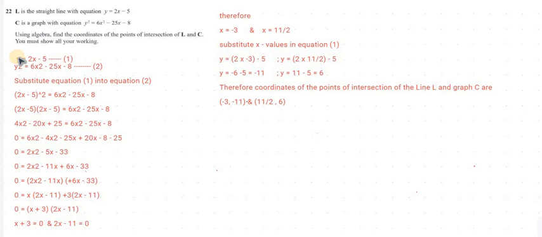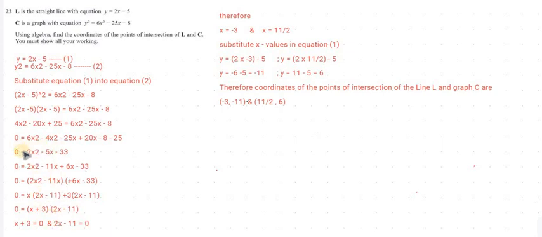So anywhere I see y, I put 2x minus 5. So for y squared, I put (2x minus 5) squared. So I multiply that and open that bracket. So that's expanded. I collect like terms and have a 0 on the left. Once you do that, that creates a quadratic equation. So now you've got to find the roots of x. So factorize and find the roots.